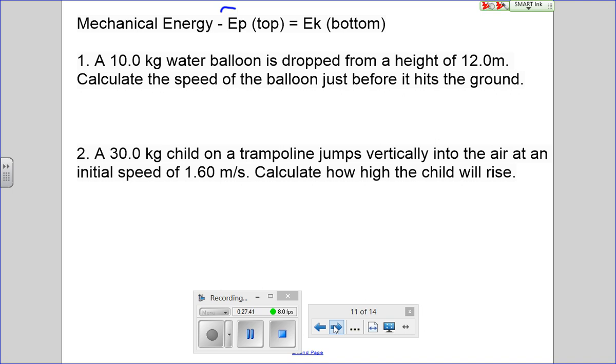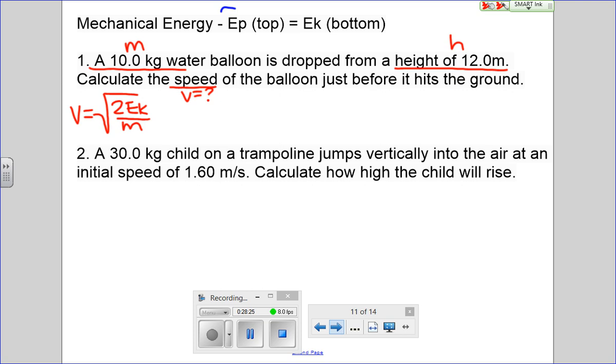So in the first question, here's what we know. We know a mass. I have a mass of my water balloon. I know the height, 12 meters, and I would like to know speed. And I look at this and I say, well, geez, what formula do I know that has all of these things in it? And the answer is, it's not just one formula. I know that to calculate speed, I could use the kinetic energy formula manipulated for V like we saw earlier in today's lesson.